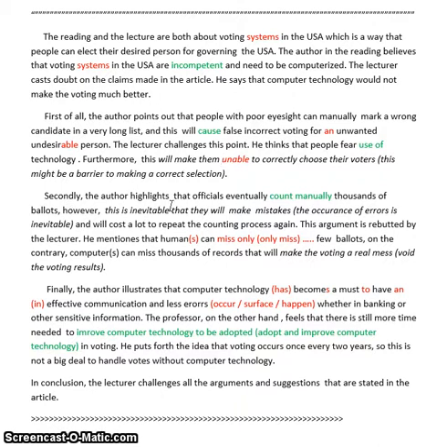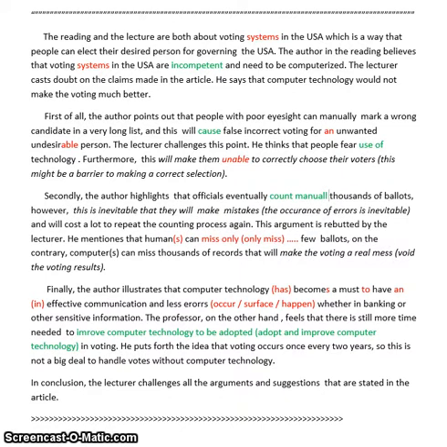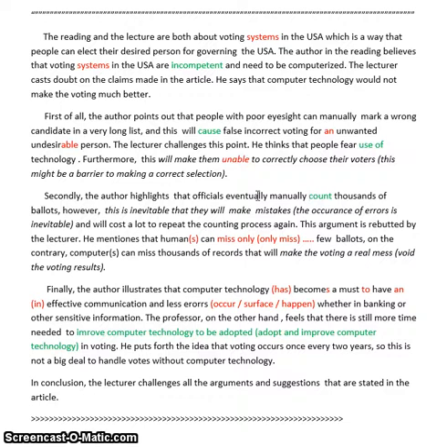Secondly, the author highlights that officials eventually count manually thousands of ballots. You have an adverb here, manually. This has to go before your main verb. So manually count. We're going to change the order there. The adverb would go before the main verb. The adverb, as you know, usually goes at the beginning or the end of a sentence. If it's in the middle of the sentence, it has to be very close to the verb, usually occurring before the main verb. Thousands of ballots.